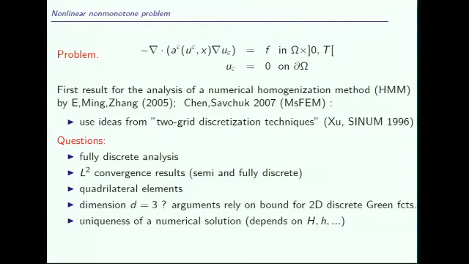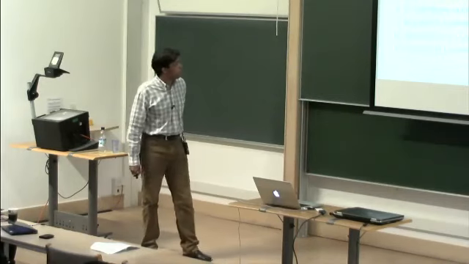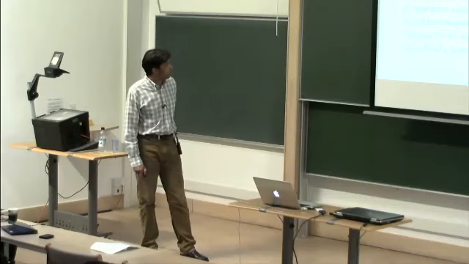Third is quadrilateral elements. Here it was only done for simplicial elements, and again I would like to put a warning here. It's not trivial at all to extend the result that I've given here to quadrilateral elements. I don't know how to do that with the technique used there. Fourth is dimension 3. The results here rely on a bound for the 2D discrete Green functions. I don't know if there is such a bound in 3D, so I don't know how to generalize these results to 3D. And finally, uniqueness of the numerical solution depends on capital H and small h. That's the kind of question that we would like to address now.